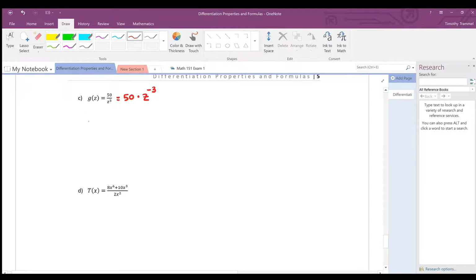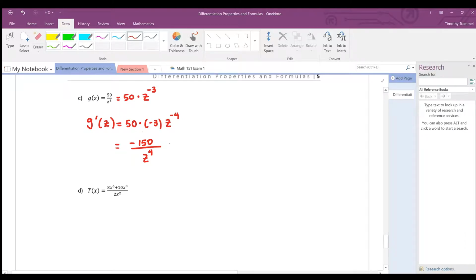And that, if we want to differentiate it, this is going to give us what? Minus 150. Actually, I'm skipping a step. I'll write this step in here. 50 times negative 3z to the minus 4. Okay, right? I just applied the power rule to this and then multiplied by 50. And this is equal to, how about minus 150 over z to the 4? And we're done. That's way easier than using the quotient rule.